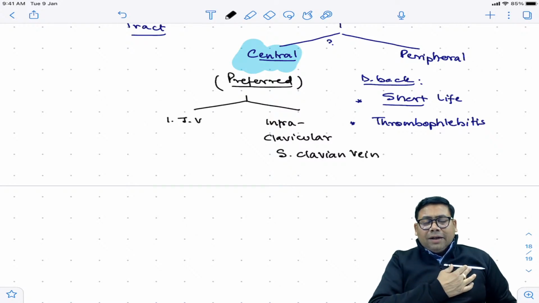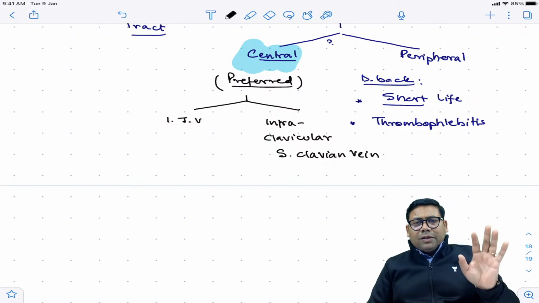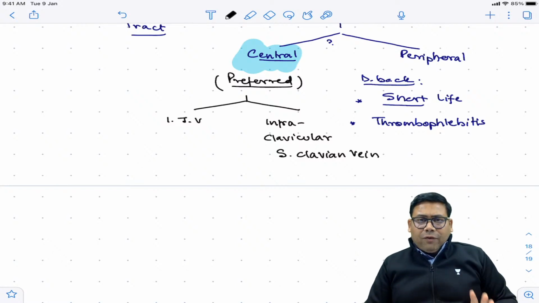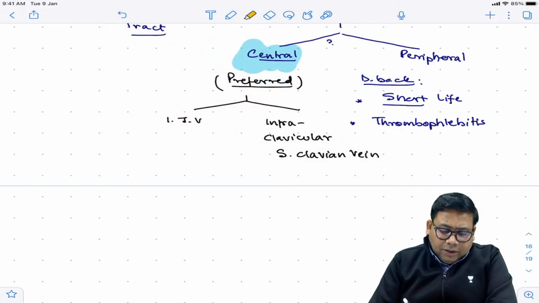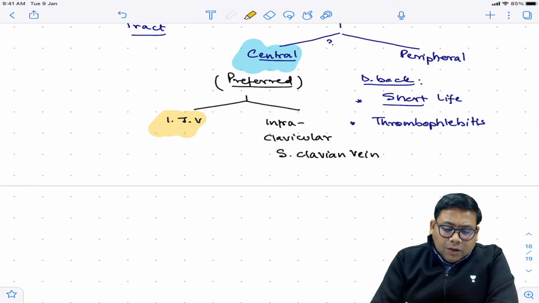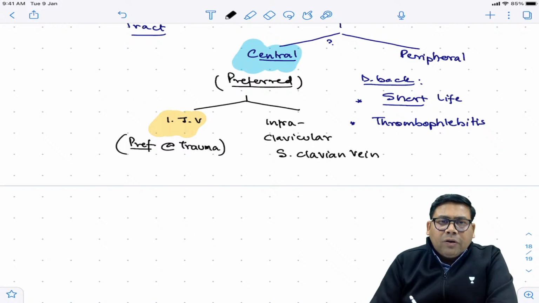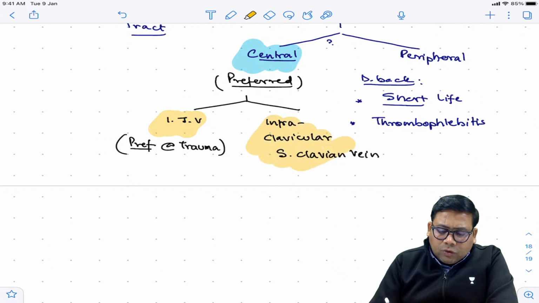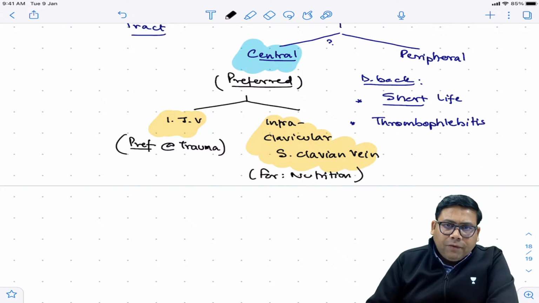So if you place a line, that line will be firmly lying over the chest. You give it for 18 hours, 24 hours, the patient is not having any problem, not complaining. So try to understand there are two prospects of the central IV routes. Internal jugular vein is preferred in case of trauma. And when you talk about subclavian vein, which is the route preferred for nutrition, the answer is the infraclavicular subclavian vein.